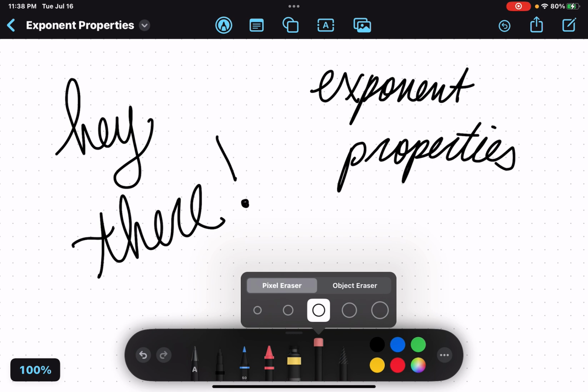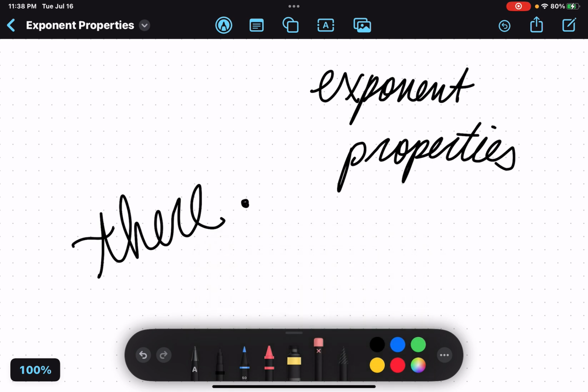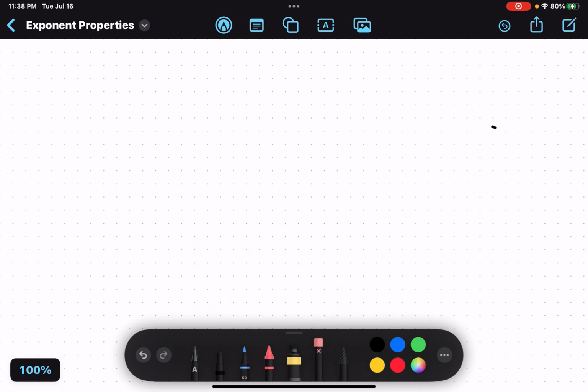Let's get started. Exponents are super useful in math and algebra, and calculus, and statistics, and basically any form of math that you do. Exponents are used all the time, and you're going to see them a lot. So, what is an exponent?